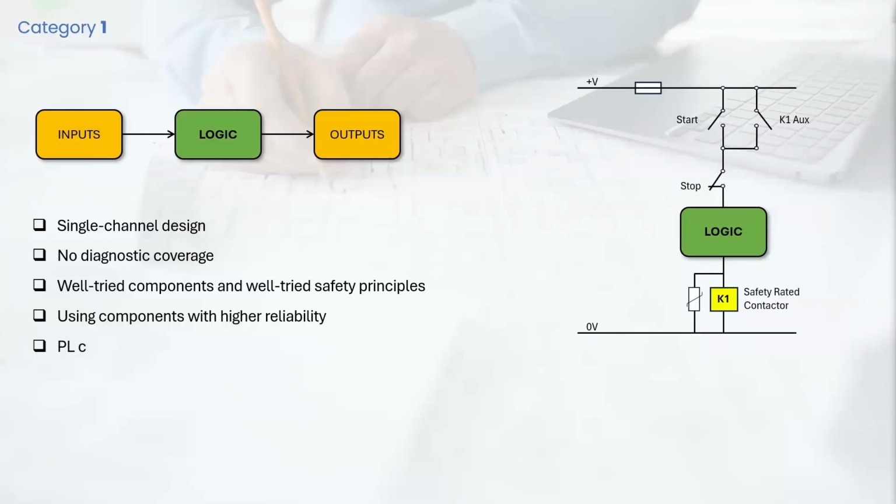So when is category 1 acceptable? This is suitable for low to medium risk scenarios where the probability of hazard exposure is low and consequences are limited.